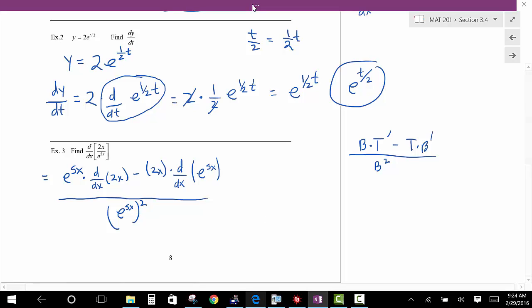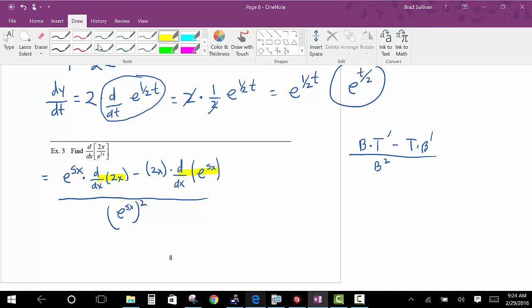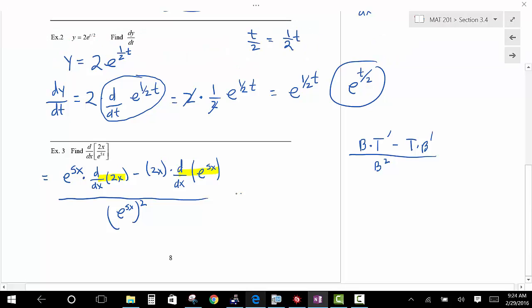Okay? All right, now let's do the derivatives. So what we've done is we set up the quotient rule. Now we need to do these two derivatives that I highlighted, and then what we need to do is do whatever cleaning up we can do. Okay, so what's the derivative of 2x? 2. So this is going to be e to the 5x times 2. Then we have minus 2x. What's going to be the derivative of e to the 5x? 5e to the 5x. Good. Okay, so we write that down as 5e to the 5x.